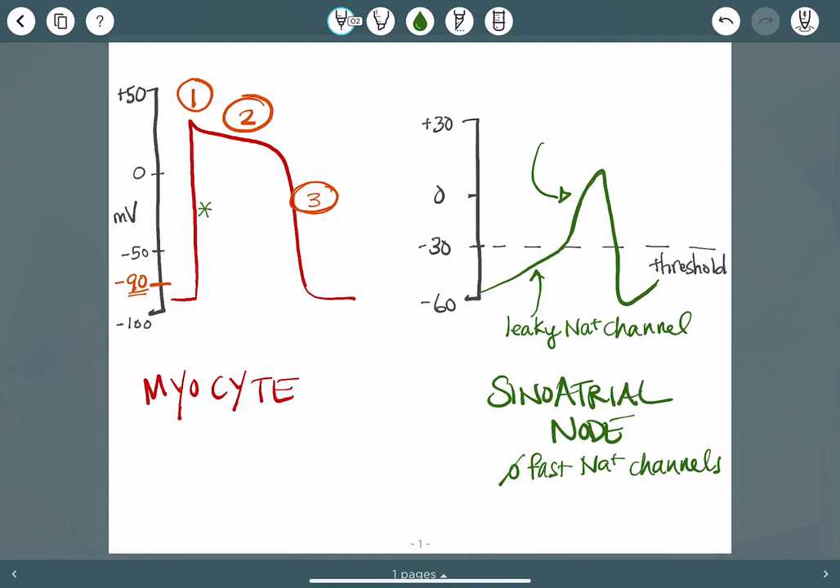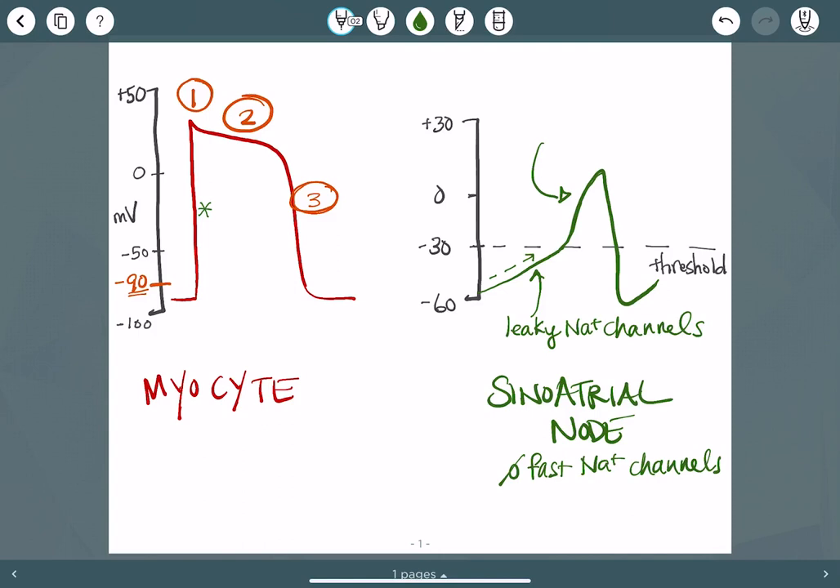The leaky sodium channels allow sodium to come in, slowly leaking in, which was going to slowly raise the membrane potential. Because the SA node has these leaky sodium channels and sodium can just leak into the cell, the SA node can spontaneously depolarize.